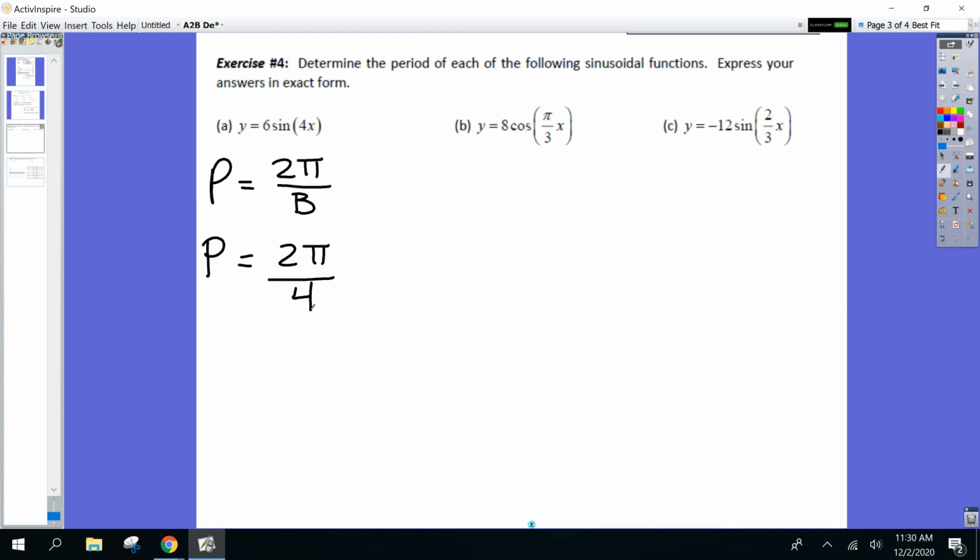Good job, Caroline. And because you guys are seniors and juniors, yes, I would expect you guys to reduce that a little bit. So Caroline, 2 over 4? Pi over 2. There you go. Pi over 2 would be the period here.